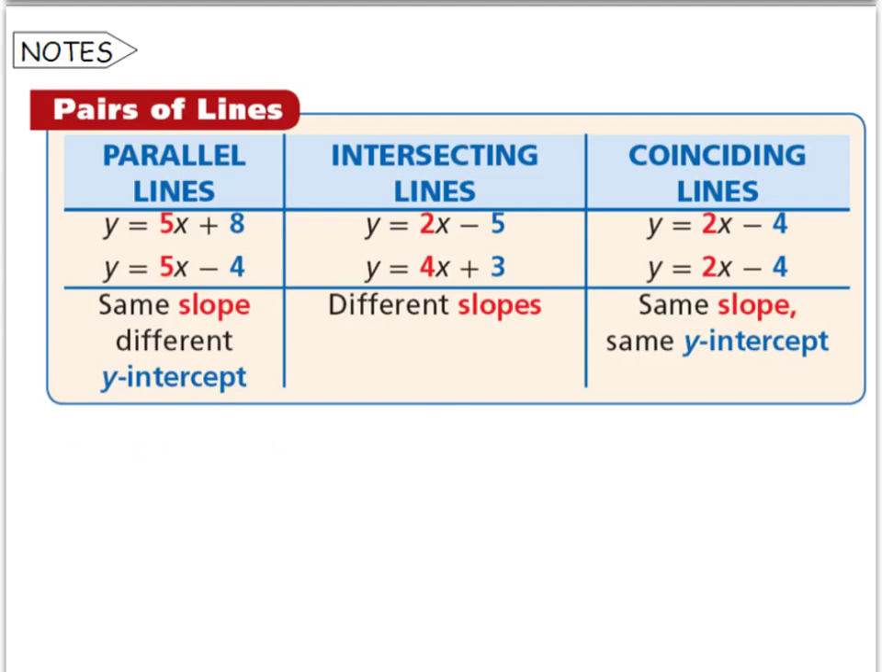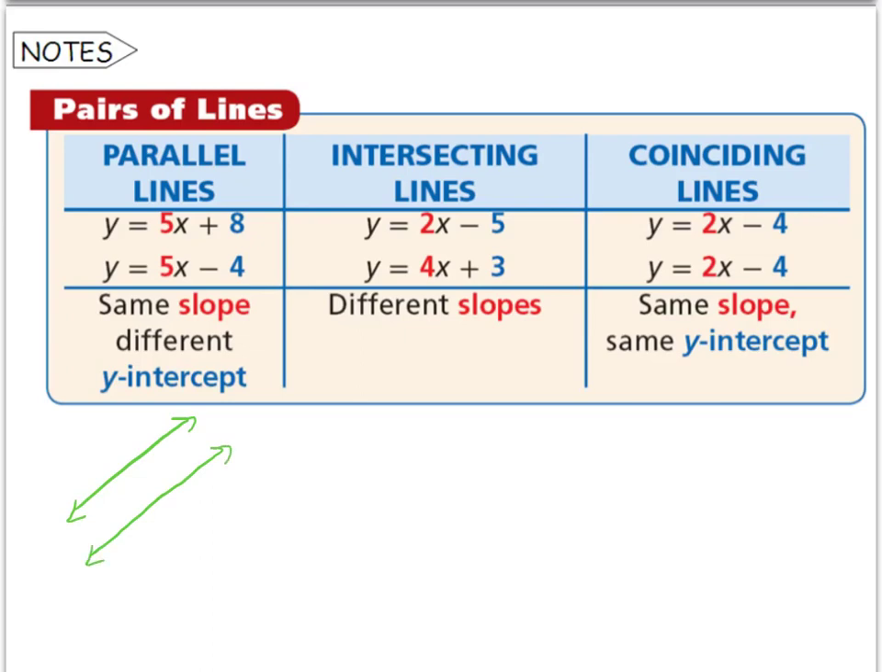So let's talk about pairs of lines. What happens if I give you two sets of equations? You can actually tell me if those two lines are going to be parallel, intersecting, or coinciding. Let's talk about parallel for a second. You do know that lines are parallel when they have the same slope. Now, the issue that we have is that parallel lines are two coplanar lines that never intersect each other.